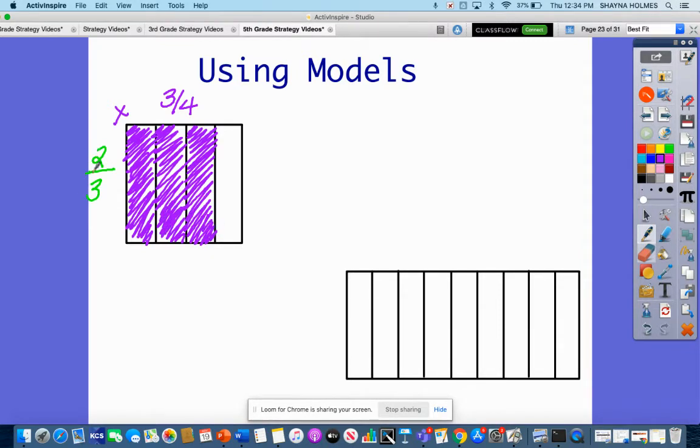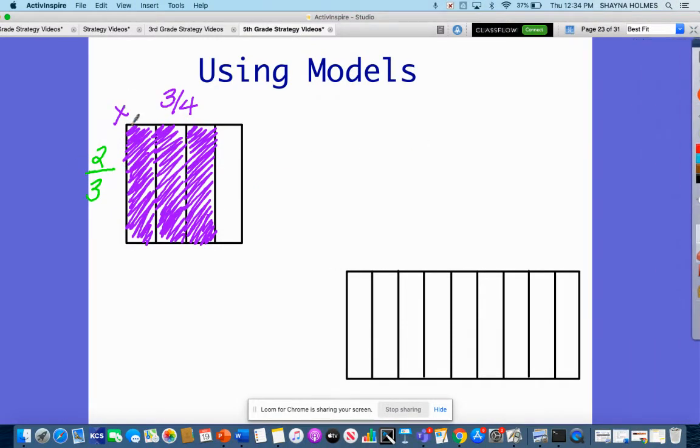Okay, now on the side here, I'm going to divide this way horizontally into thirds, the very best that I can. And I'm going to shade in 2 parts.